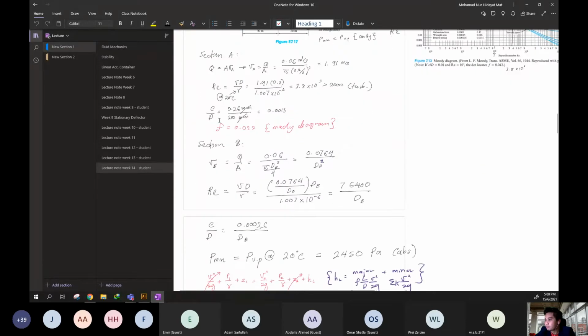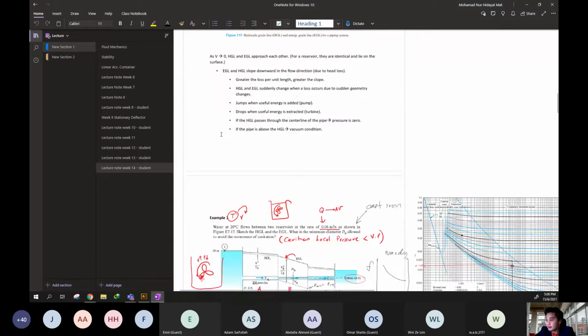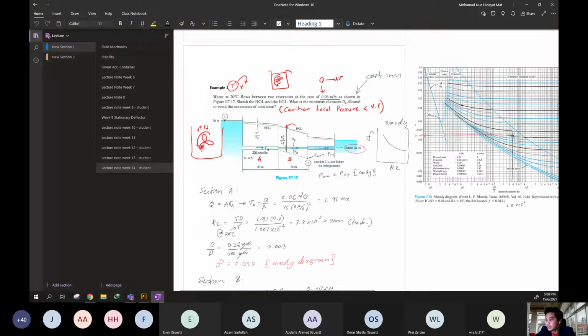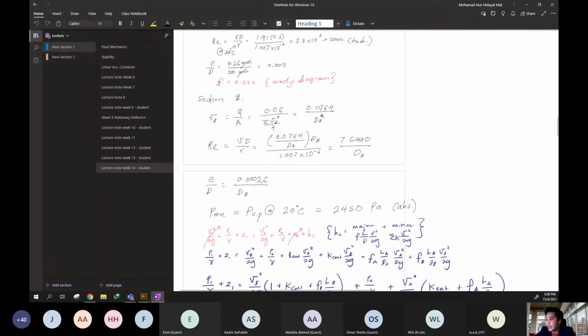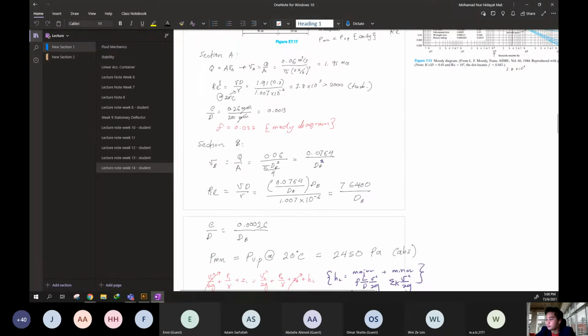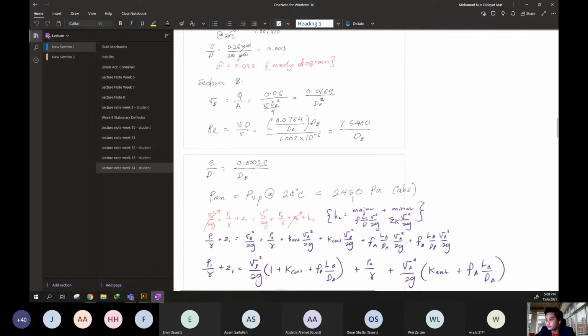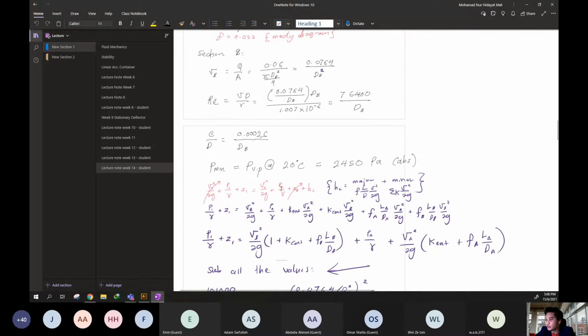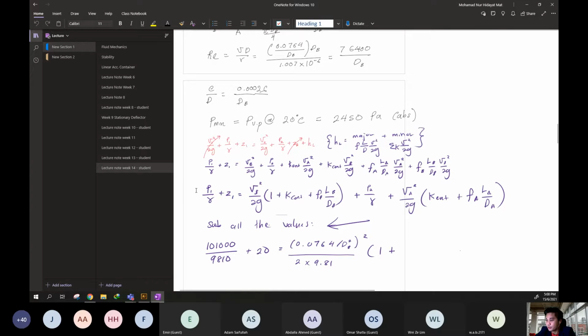You can see here, we need to find the velocity at A first and then the velocity at B in order to find the major losses, which is the friction along pipe A and the friction along pipe B. You can see f for A and f for B, and it gives you the equation. Because of this, you just substitute the values.